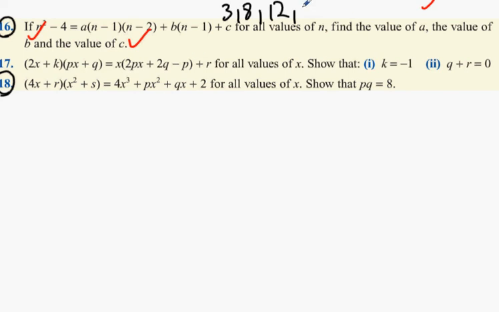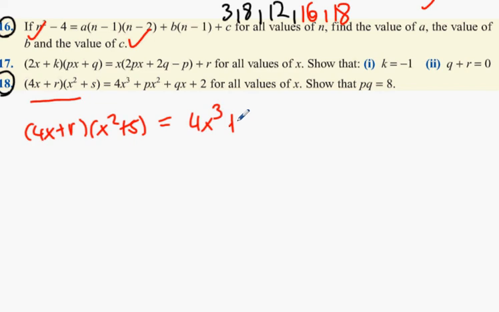Now, this last one is the last one I'm going to do today. That's followed by 16, followed by 18. Okay. So 4x plus r, x squared plus s equals 4x cubed plus px squared plus qx plus 2. Show that pq equals 8. Okay. So, can anybody suggest what would be a good way to start this out?